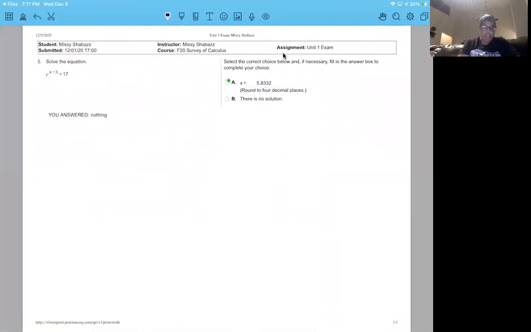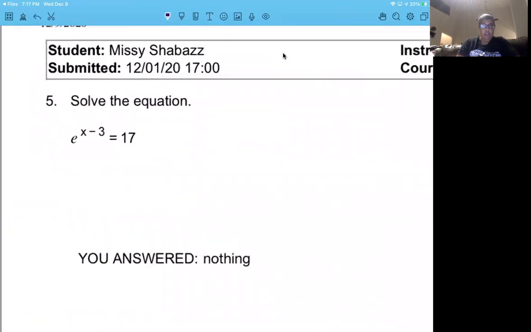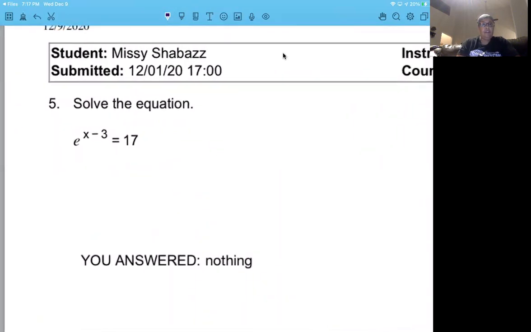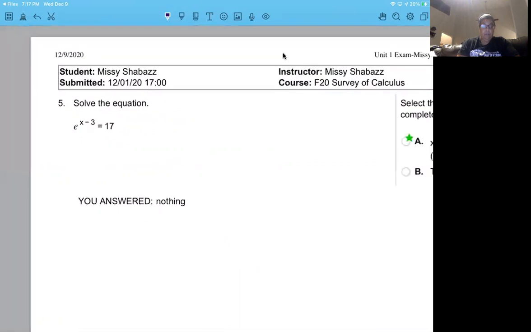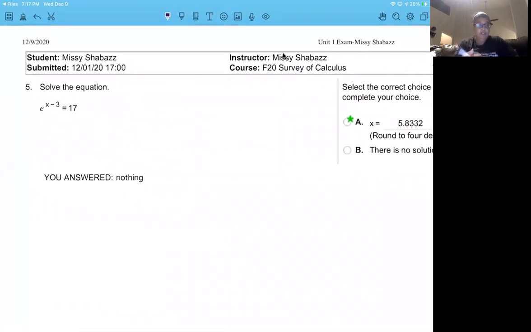So our next question, solve the equation e to the x minus 3 equals 17. Well, when we have questions that are in exponential form, either they have the same base and we set the exponents equal to each other, or we take the natural log of both sides. You could also take the log of both sides, but since this one has a base e, I'm going to take the natural log of both sides.